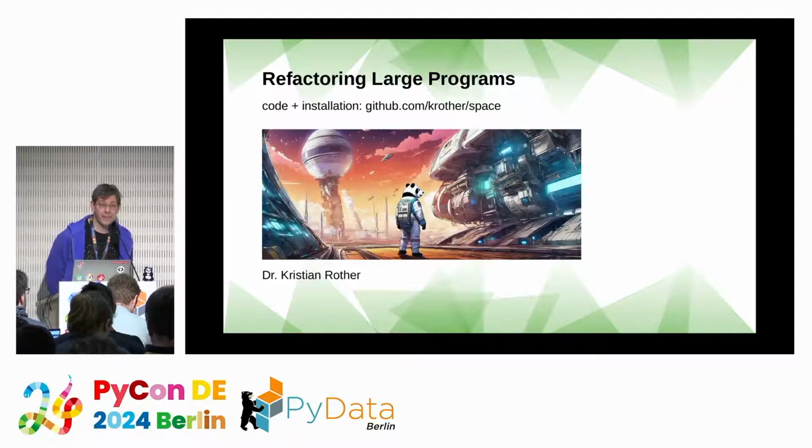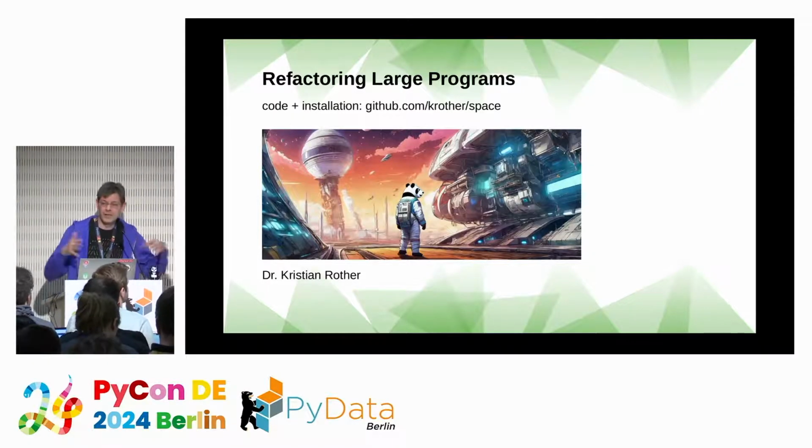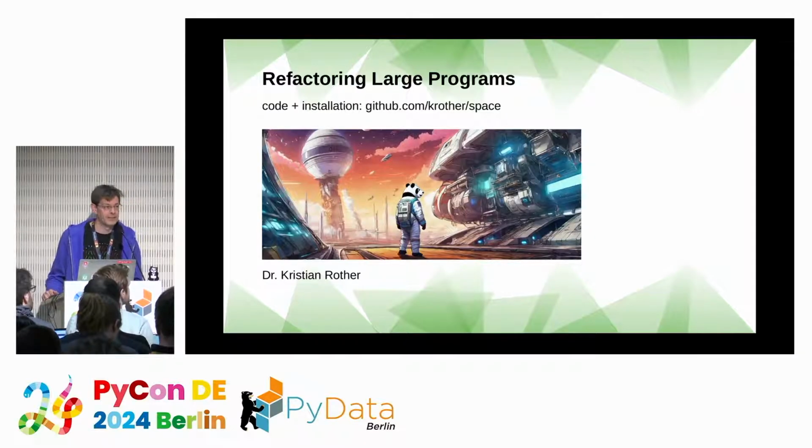So I've written a game where there's a space-traveling panda. I put it in my Git repo, github.com, krother/space. This is a game that I started writing, I think, 6 or 7 years ago, and I used this to try out different programming concepts every now and then. And it grew and grew and grew over time, so I had several rounds of refactoring in it already, just for the fun of it and trying new things.